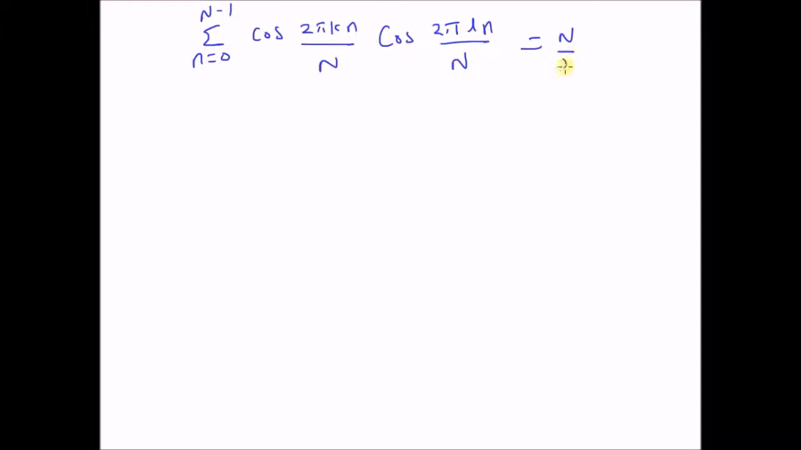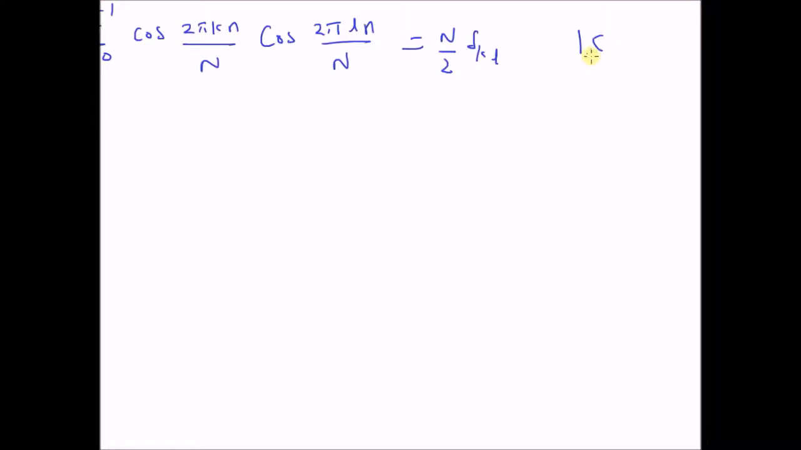Hello, welcome. In this short video, let us look at the proof for the theorem that a dot product of two cosine vectors is equal to a weighted delta function. That is, the sum n equal to 0 to N minus 1 of cosine of 2 pi kn over N multiplied by cosine of 2 pi ln over N is equal to N by 2 delta k comma l, where the values of k lie between 1 and N by 2, and l lie between 1 and N by 2.